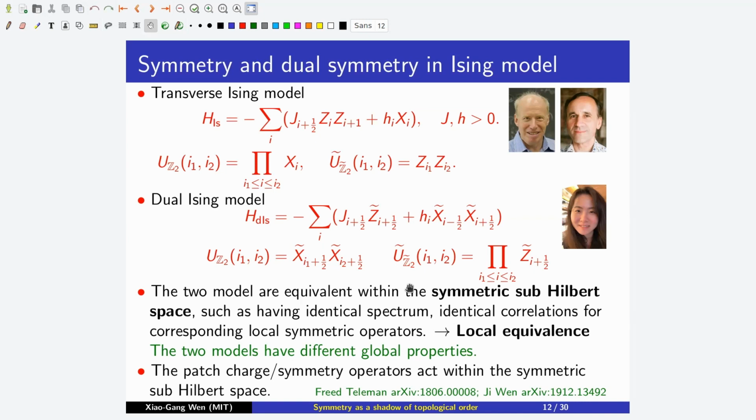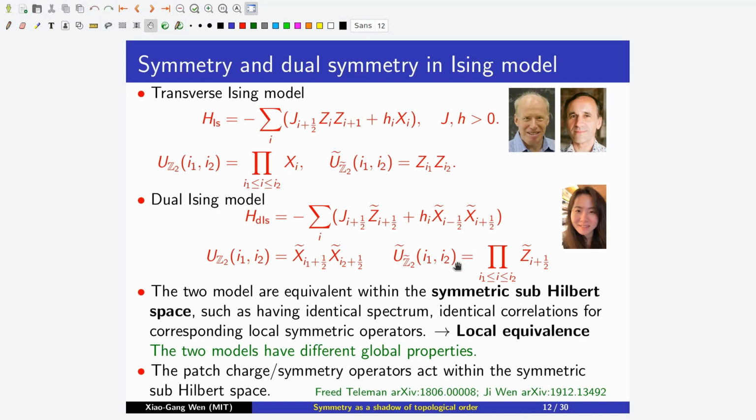But what is the symmetric sub-Hilbert space? Because we are talking about two symmetries, symmetry and dual symmetry, it's a weak symmetry. Actually, it doesn't matter. What we really mean is that in the Ising model, only the symmetry acts non-trivially. So the symmetric sub-Hilbert space means the space invariant under the original symmetry. In the duality model, only the dual symmetry acts non-trivially. So the symmetric sub-Hilbert space is for the dual symmetry.